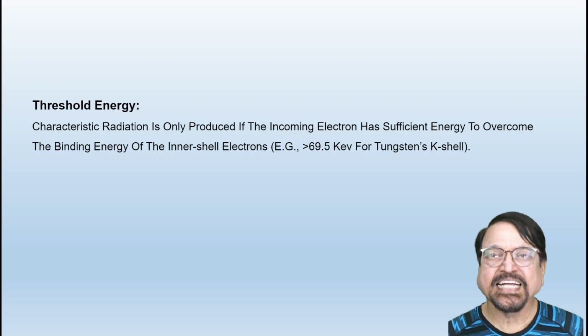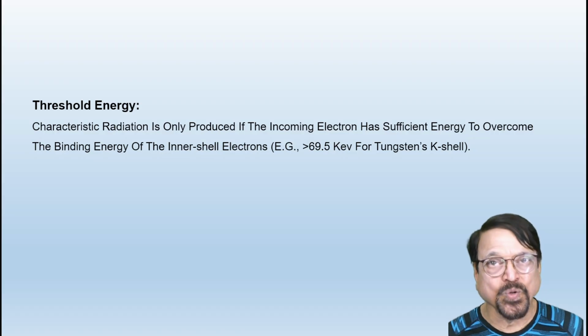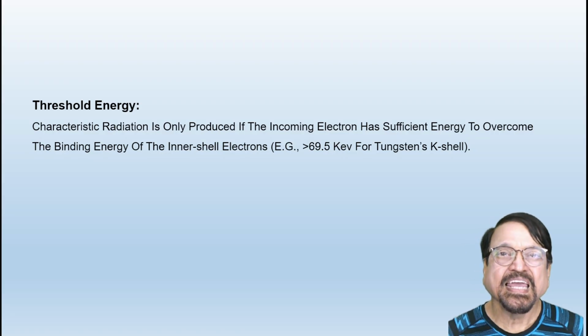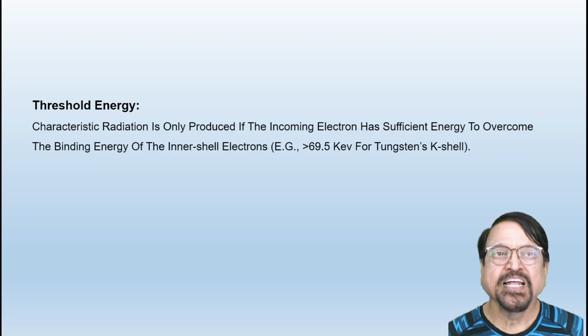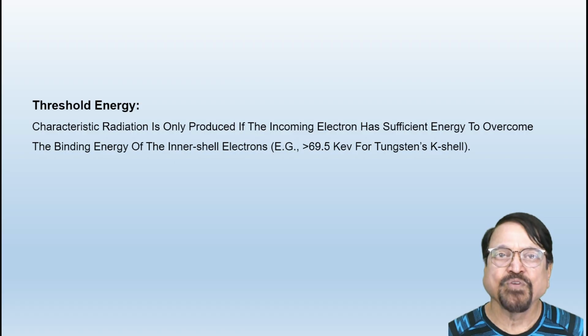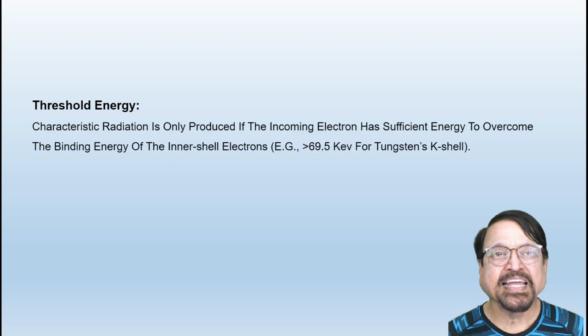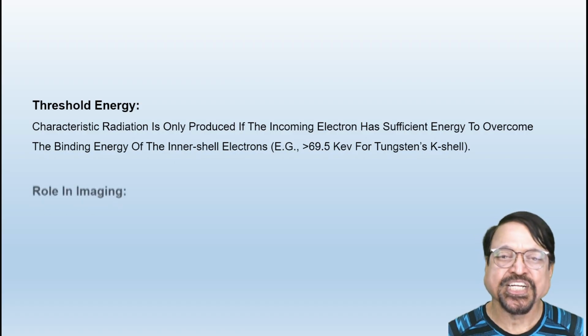Now, what is the threshold energy? The characteristic radiation is only produced if the incoming electron has sufficient energy to overcome the binding energy of the inner shell. It is very obvious, isn't it? Even to displace a certain electron on its path, it should have more energy than that. For example, 69.5 kV for tungsten in a K shell.